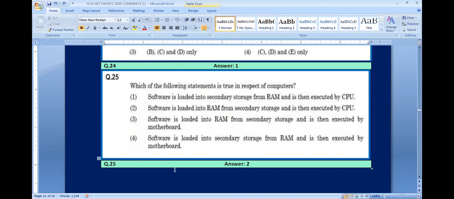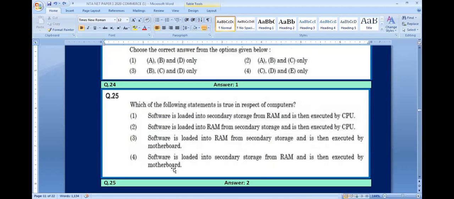Which of the following is true in respect to computers? Software loaded into secondary storage from RAM and executed by CPU. Is that loaded into secondary storage or loaded from secondary storage? It is loaded from secondary storage. So option 2 is correct, 1 is wrong. When 2 is correct, if you are damn sure about it, don't read 3 and 4, move on.